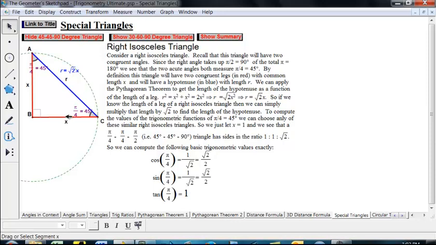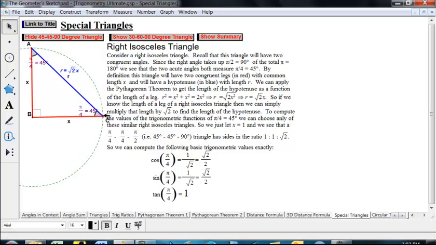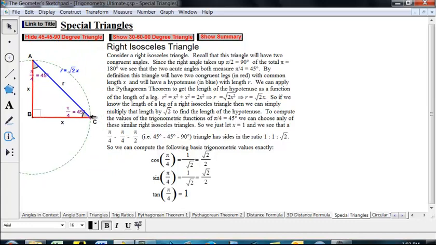So we can pick any length we want for x here, but once we pick that length, then we know the other leg is also x, and the hypotenuse is the square root of 2 times that x. So the sides are in the ratio 1, 1, square root of 2. And so we can compute the trig ratios from this. In fact, we can pick one where x is 1 for one example. So the sides then are 1, 1, and square root of 2.